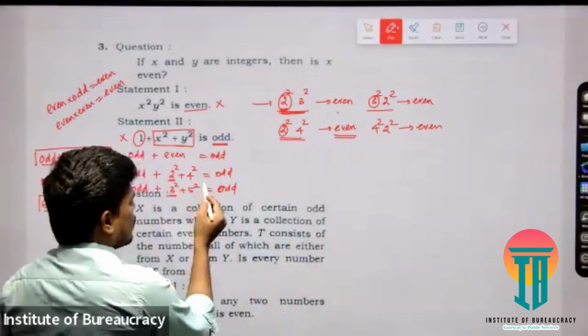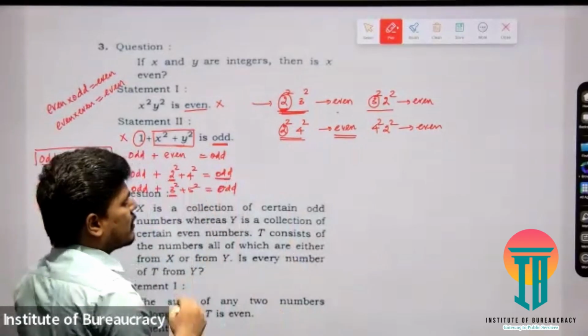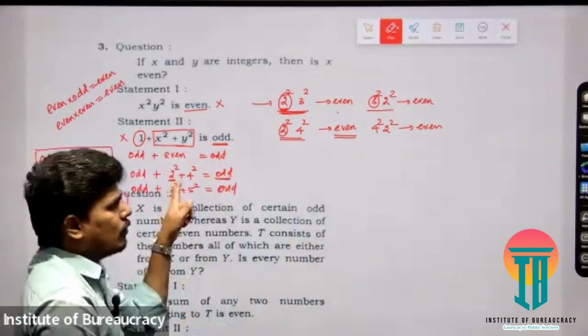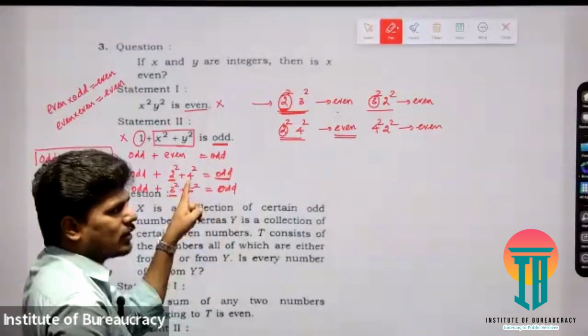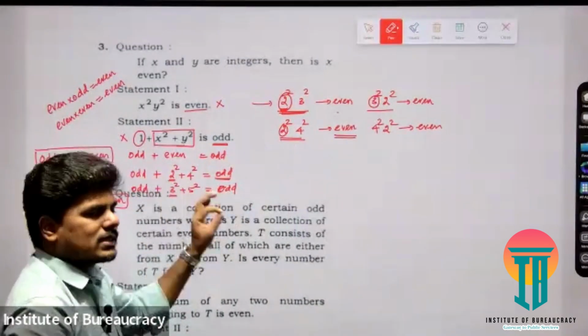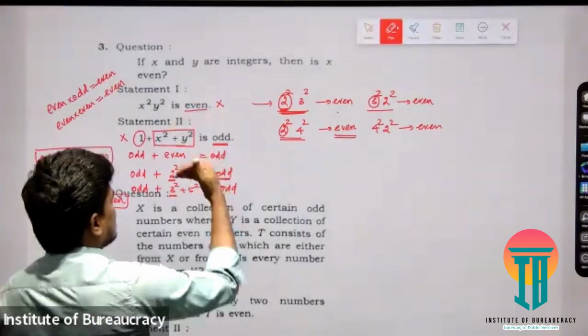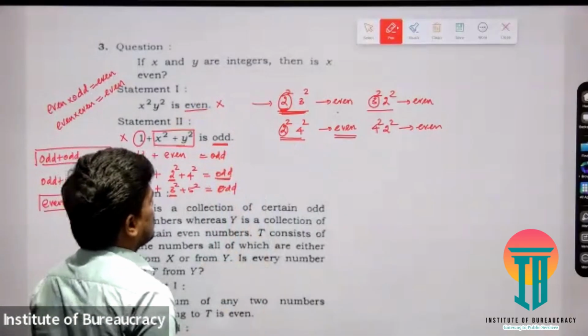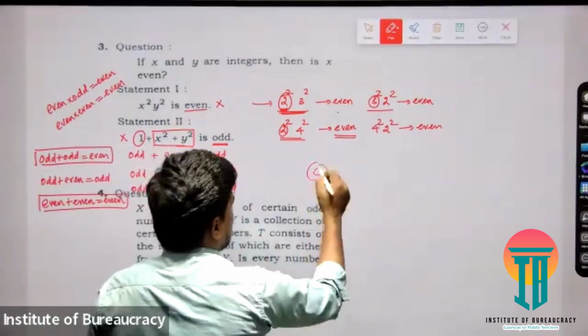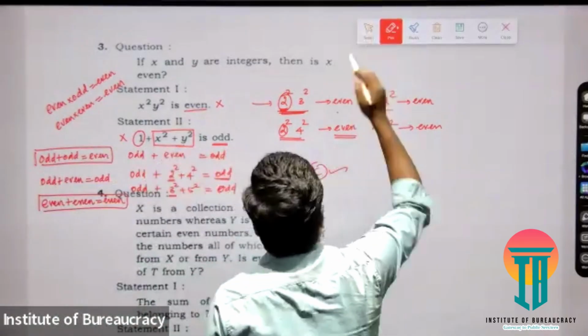Okay. 2 square, 4 square. If I take here an odd number, so in this case, what? Both are even numbers. Here also both are even numbers. Definitely, what? X is going to be an even number. So when I combine both the statements, I'm able to answer the question. Therefore, for this, option C is the answer. Next one.